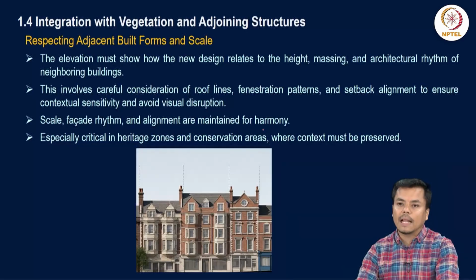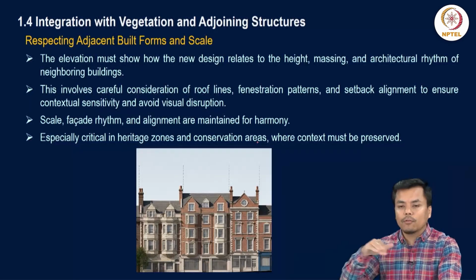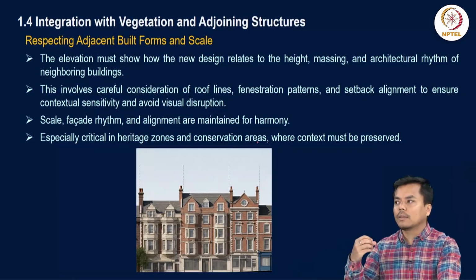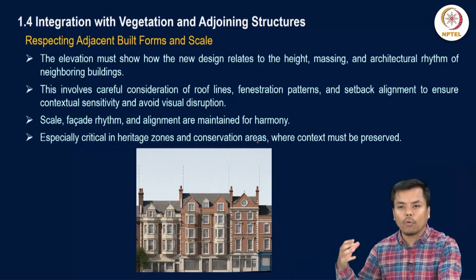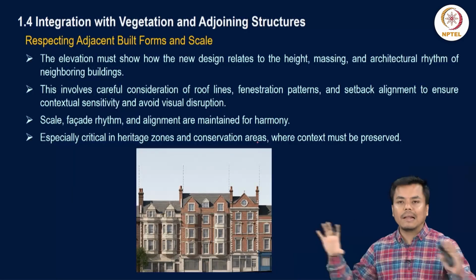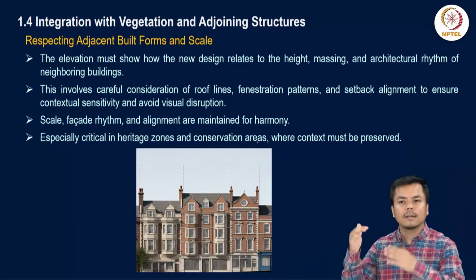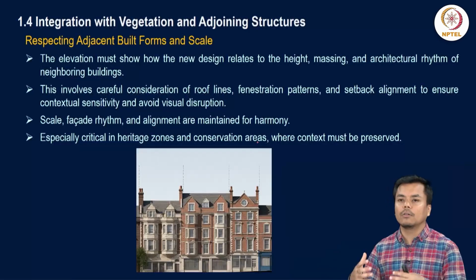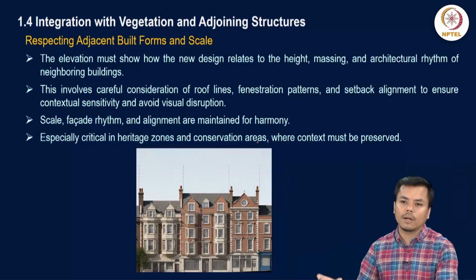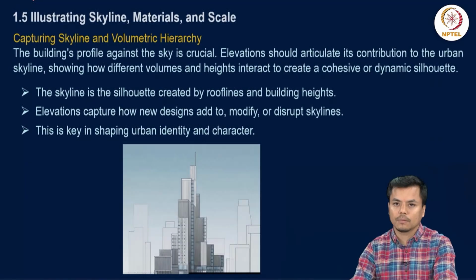Scale, facade rhythm and alignment are maintained for harmony, especially critical in heritage zones and conservation areas, because as per the heritage building bylaws you have to follow certain character of that particular street. So that has to be represented, or with strong clarity you can say that okay, you have followed this only with the help of site elevation, because you will be showing the buildings that are there nearby and how have you respected or how have you followed that design guidelines that are there for that particular location. So this all can be understood from the site elevation.